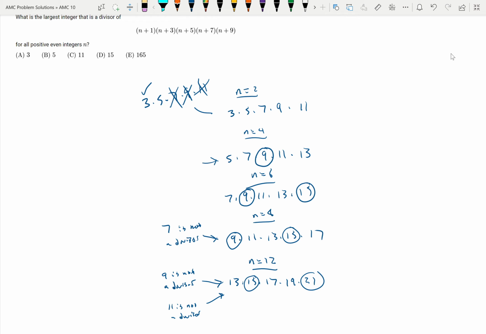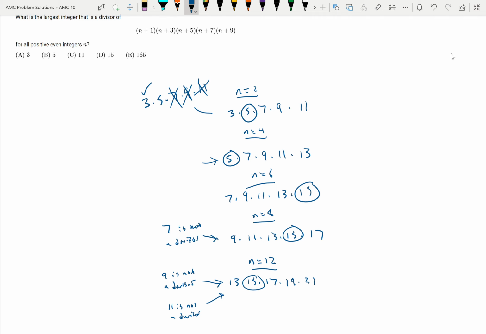And next I want to look at 5. Let's see if it's a divisor. Here's a 5. This is divisible by 5, divisible by 5. This is divisible by 5. And it's going to be true that every fifth number is going to be divisible by 5.